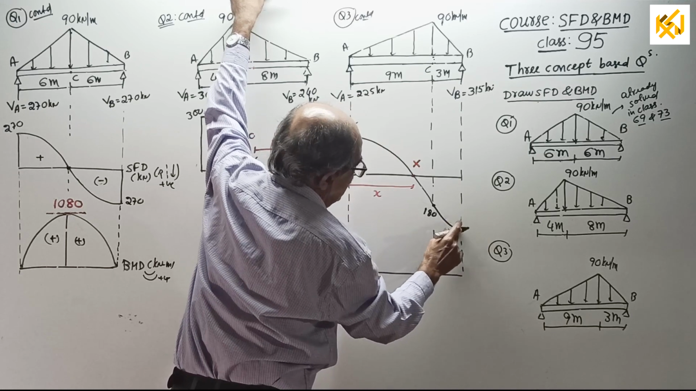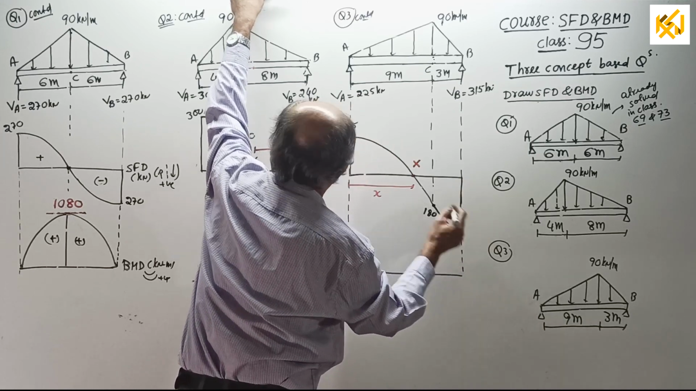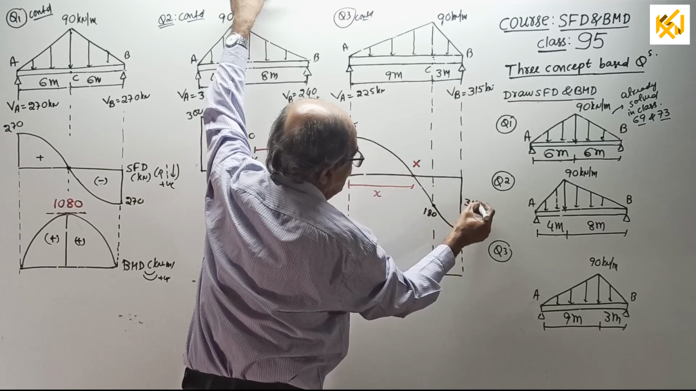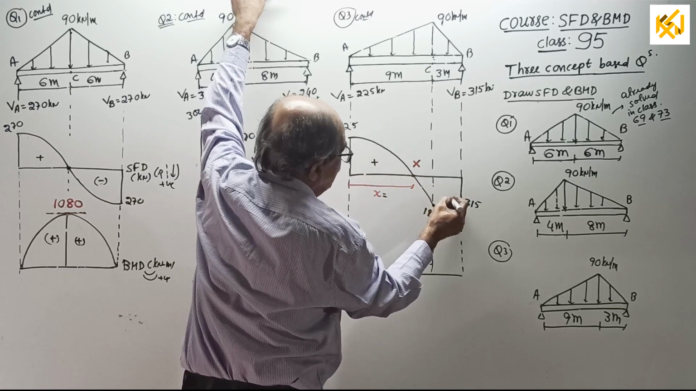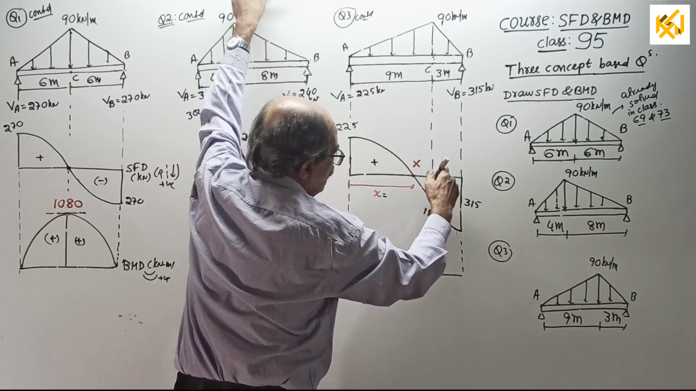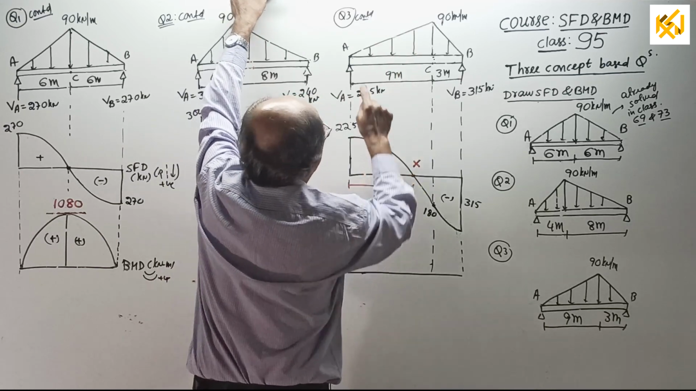Now here when you reach, the slope should be 0. This is 315, a reasonably okay scale. Now this x you have to locate. This is plus. This is minus. Now here, common tangent. Let the point x be from here.